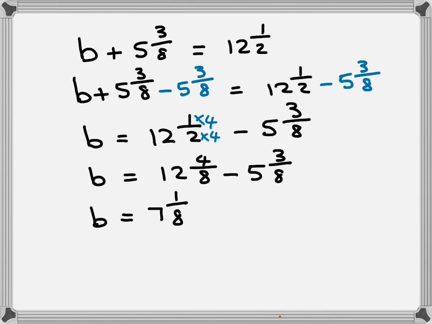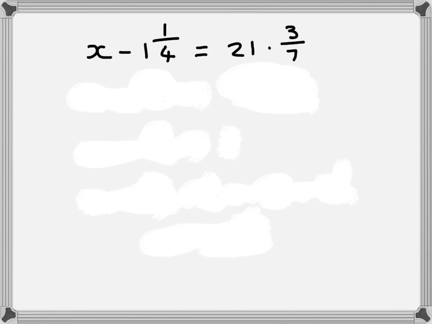So b becomes 7 1/8 because 12 minus 5 is 7, and 4/8 minus 3/8 is 1/8. Quite easy, stick to it one step at a time. Always use your rules in maths.